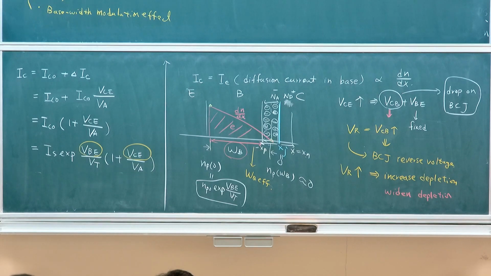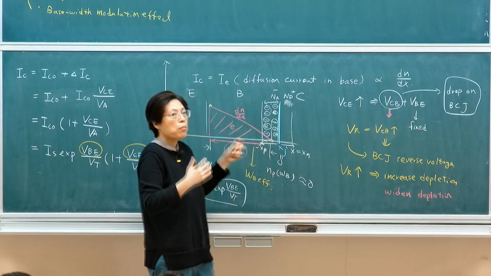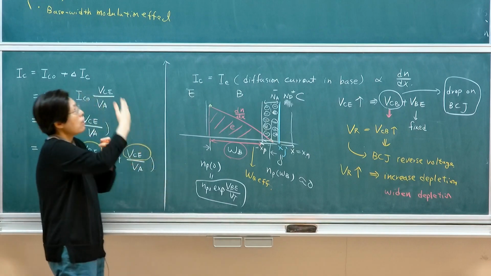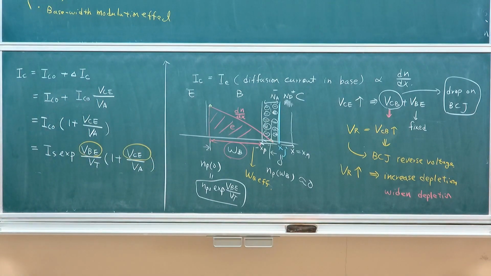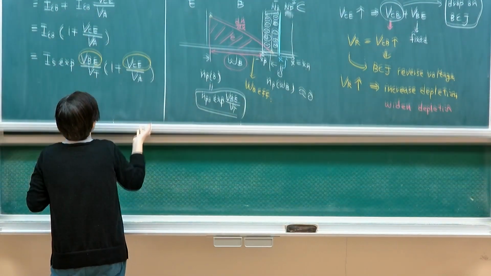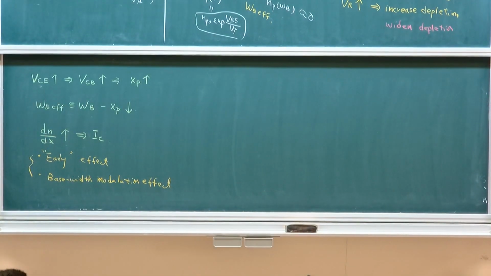I'm just trying to say that additional voltage is being dropped on the depletion region. So the depletion region will eat up the voltage. But when it has an effect in narrowing down your base, then you will see the early effect, or the base width modulation. So it essentially reduces the distance between the diffusion of two points.